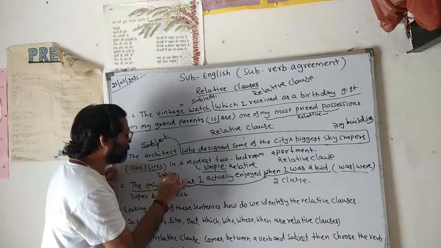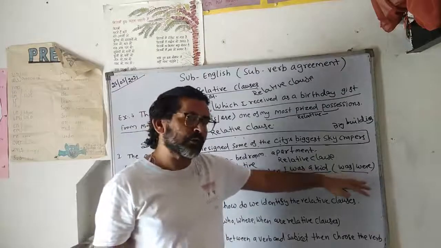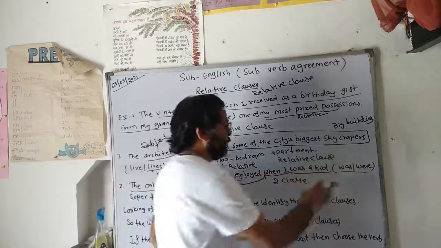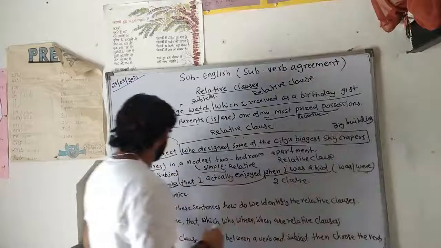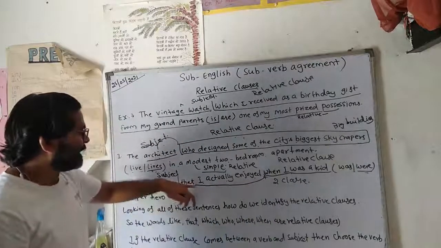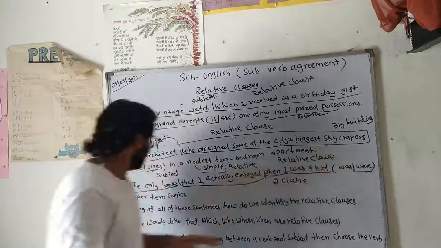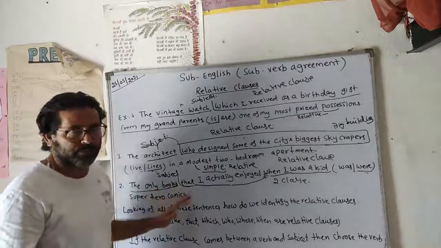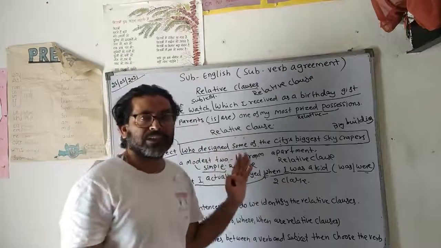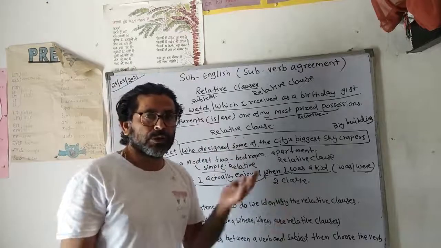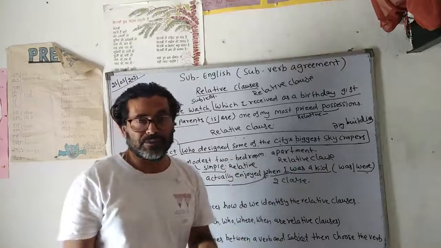And when we have a plural subject, what will we use? Was or were? We will use were. So the right answer would be were. And how do we say the sentence again? The only books that I actually enjoyed when I was a kid were superhero comics. So I hope you understand the relative clauses and how we choose a verb according to the subject when we have relative clauses in the sentence as well.